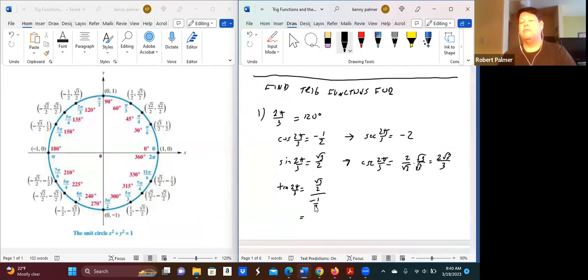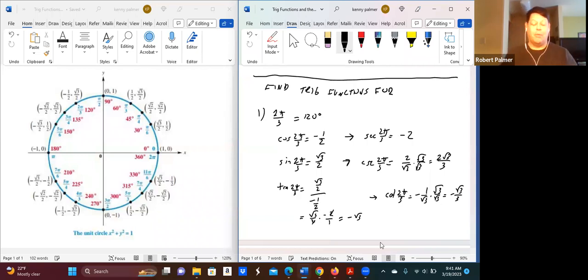then remember, if you divide fractions, multiply by the reciprocal of the denominator. So it's the square root of 3 over 2 times negative 2 over 1. And so the 2's will cancel out. That's going to be negative square root of 3. And then cotangent of 2 pi over 3 will be the reciprocal of that, negative 1 over the square root of 3. Rationalizing, multiply the top and bottom by the square root of 3. That's going to be negative square root of 3 over 3.